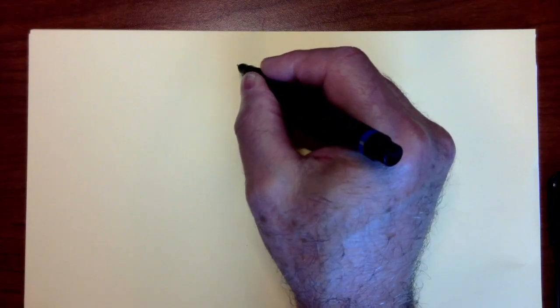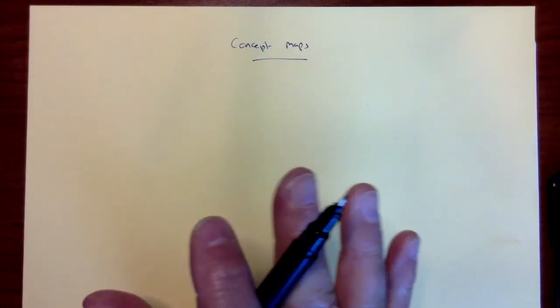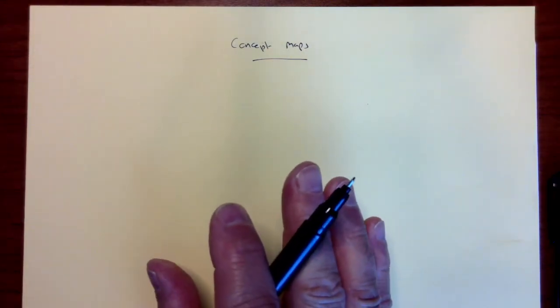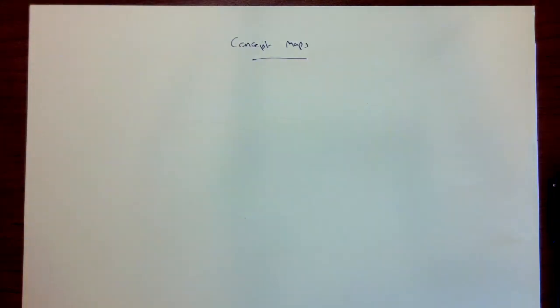This particular video is going to be about concept maps. I find mapping material to be very useful, especially for information that has many components that may feed into it, or many components that may come from it.